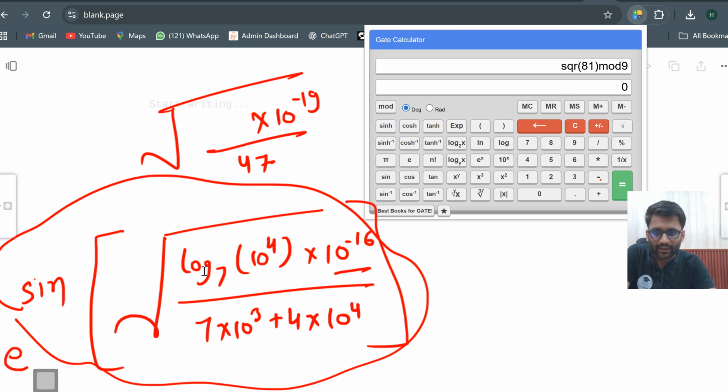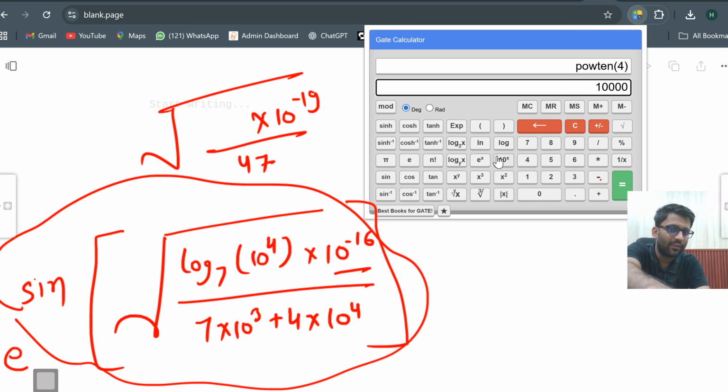Okay, so I need to calculate log base 7 of 10 to the power 4. What did I tell you? What is the first key? First key is x. So I need to use this one, log y x. So first I would put the x value, 10 to the power 4, inside the bracket. What is there? 10 to the power 4. So I will put 4 and then 10 to the power 4, or directly you could have put 10,000.